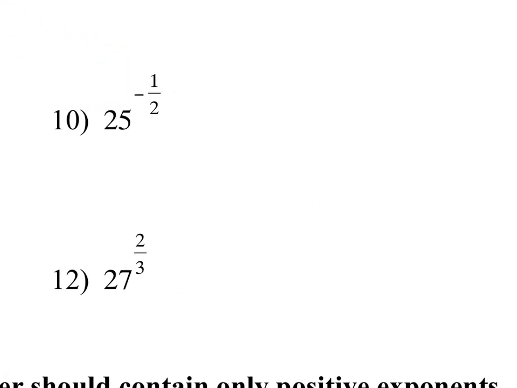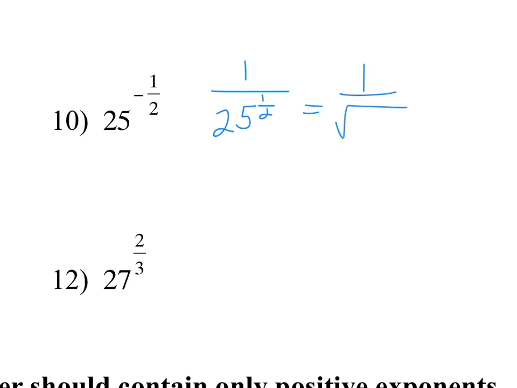Let's try one that's also got a negative in it. So here on number 10, I have 25 to the negative 1/2. Now remember, negative exponents do not create negative numbers, they create fractions. So I could write this as 1 over 25 to the 1/2, which is the same as 1 over the square root of 25, which once I simplify that square root, I will get 1 over 5.